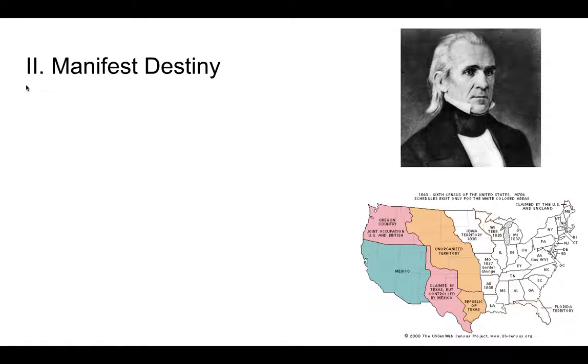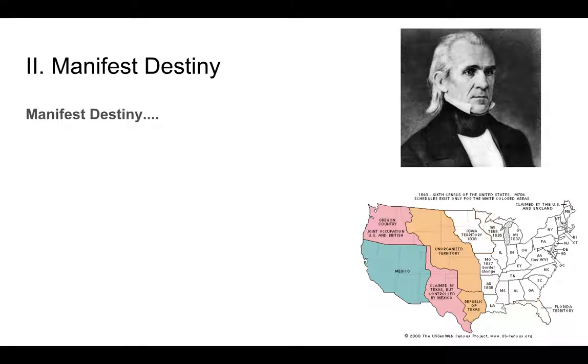Manifest Destiny is Roman numeral 2. And this is Mr. Polk right here, the guy who I nominate as the most influential president. This is what the United States looked like around the time that he became president, the 1840s. And we'll talk more about this map in a sec.